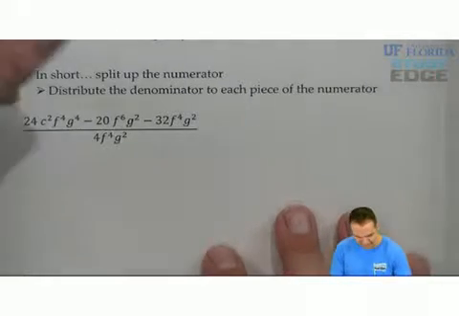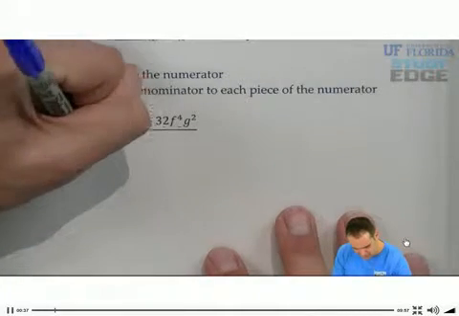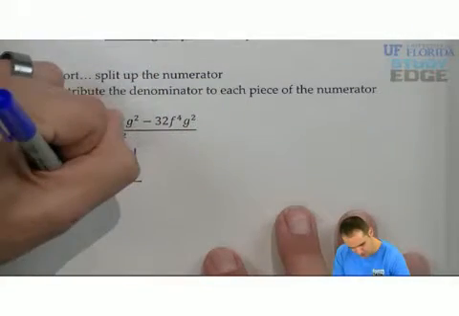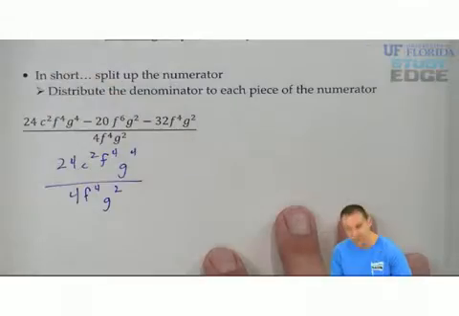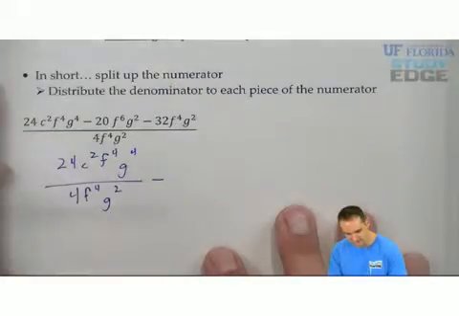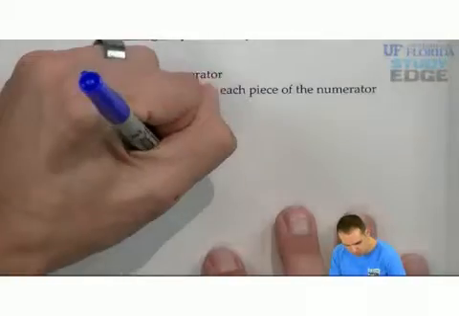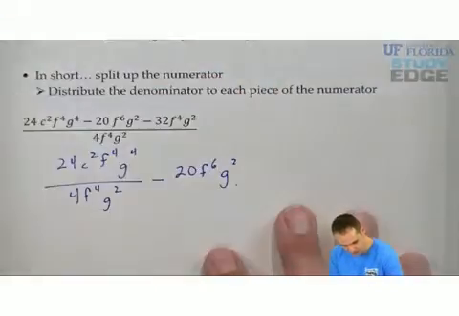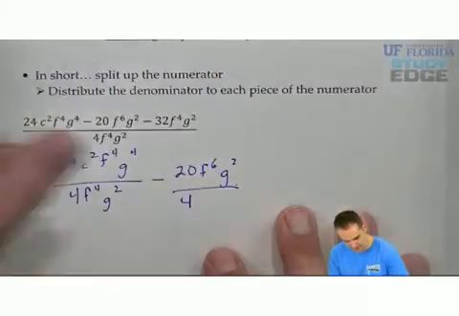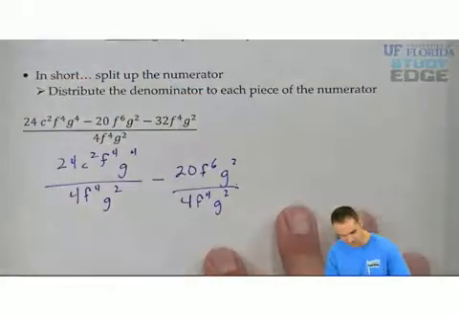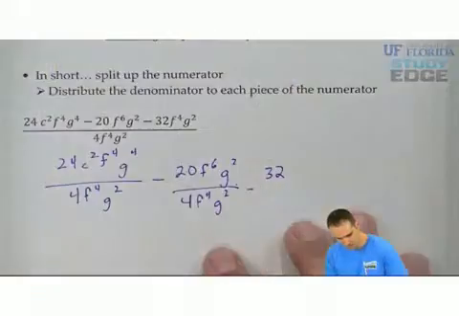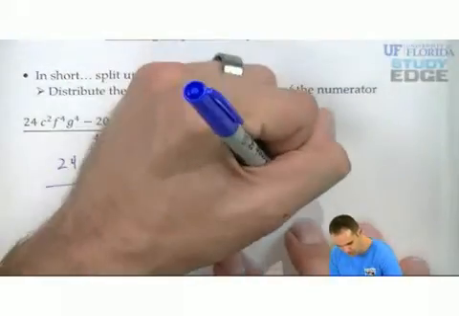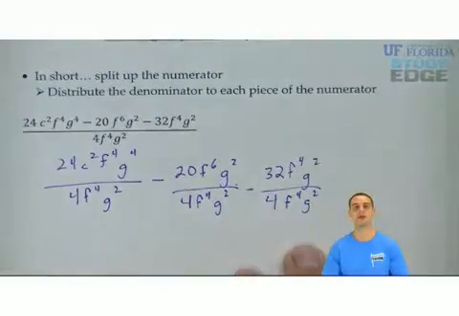So in this case, I'm going to have 24 c squared f to the fourth g to the fourth over 4 f to the fourth g squared, minus, because I'm using the sign in front, 20 f to the sixth g squared over 4 f to the fourth g squared, minus 32 f to the fourth g squared over 4 f to the fourth g squared.